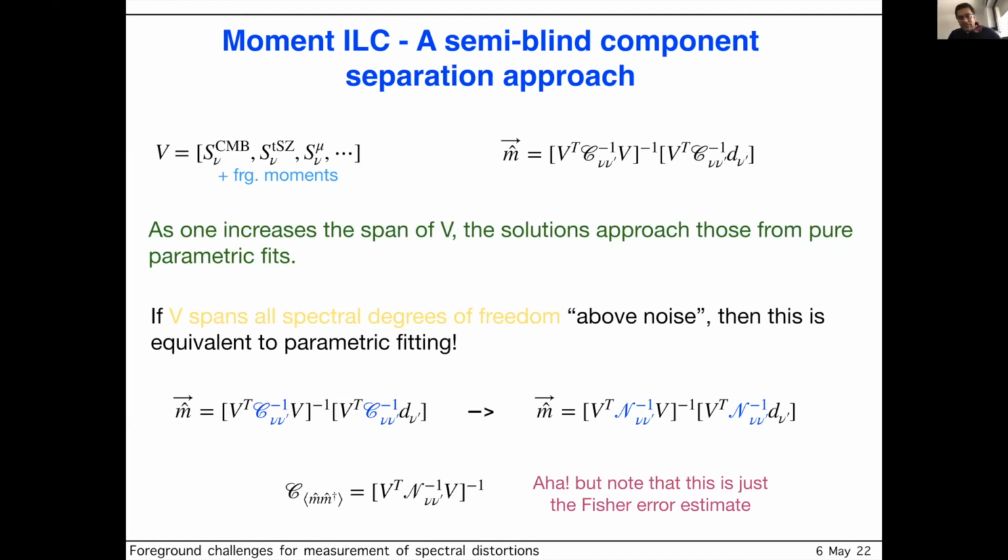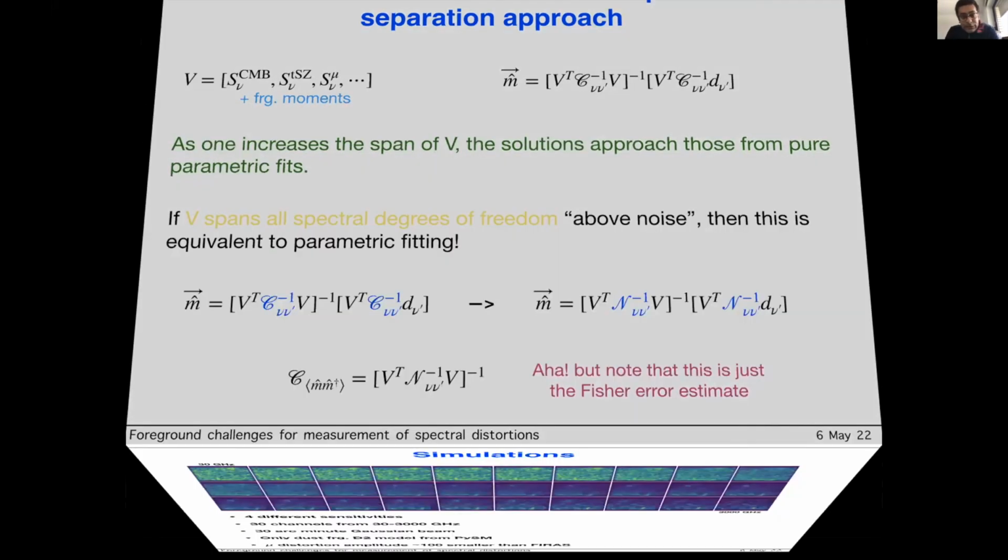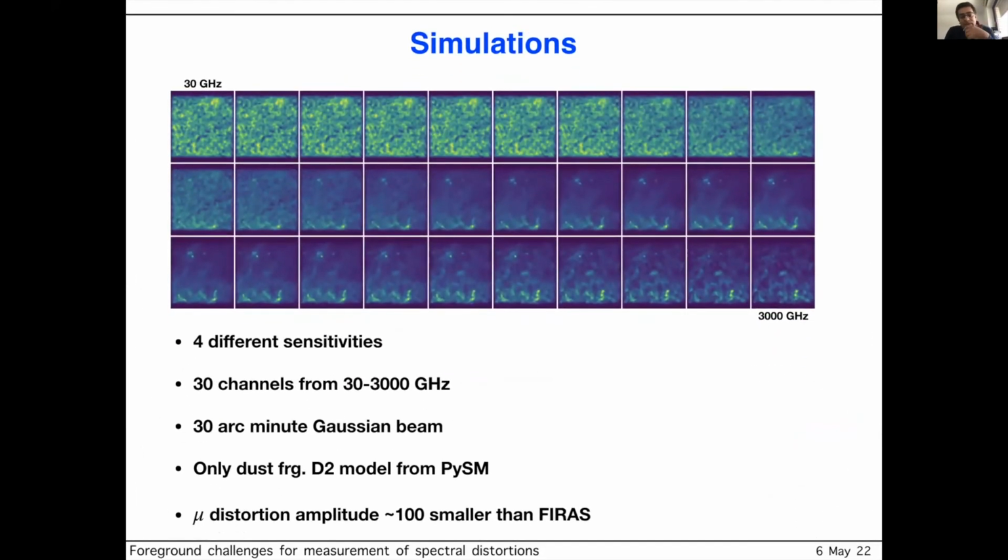Okay, so this is a very nice framework in which you know the ILC method and you can connect it to the parametric methods, and we also understand what the relation is to the Fisher that we are employing to do these forecasts. Okay, so to build in realism, one of the things that we've done is to show in this work that ILC-like methods can be used to extract monopole signals.